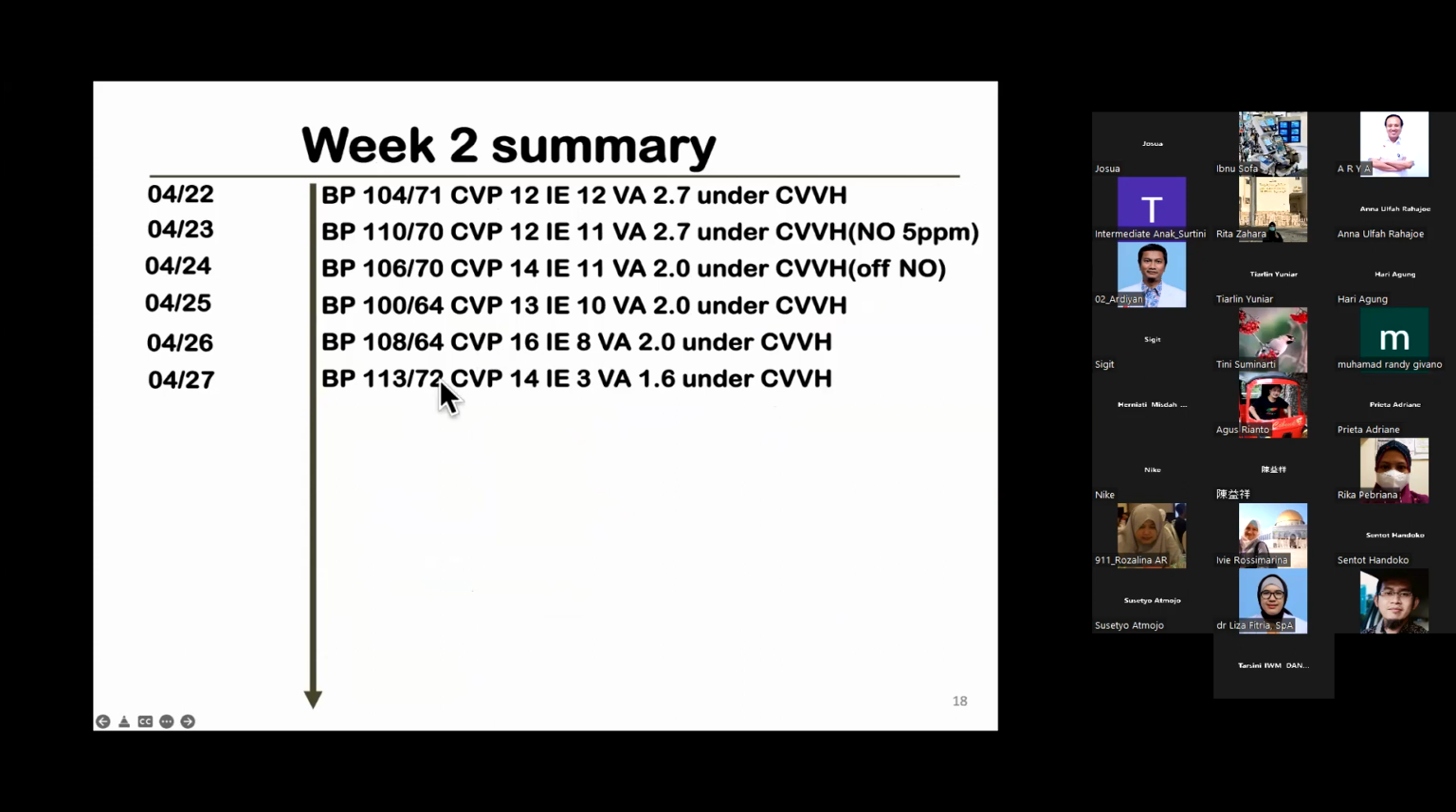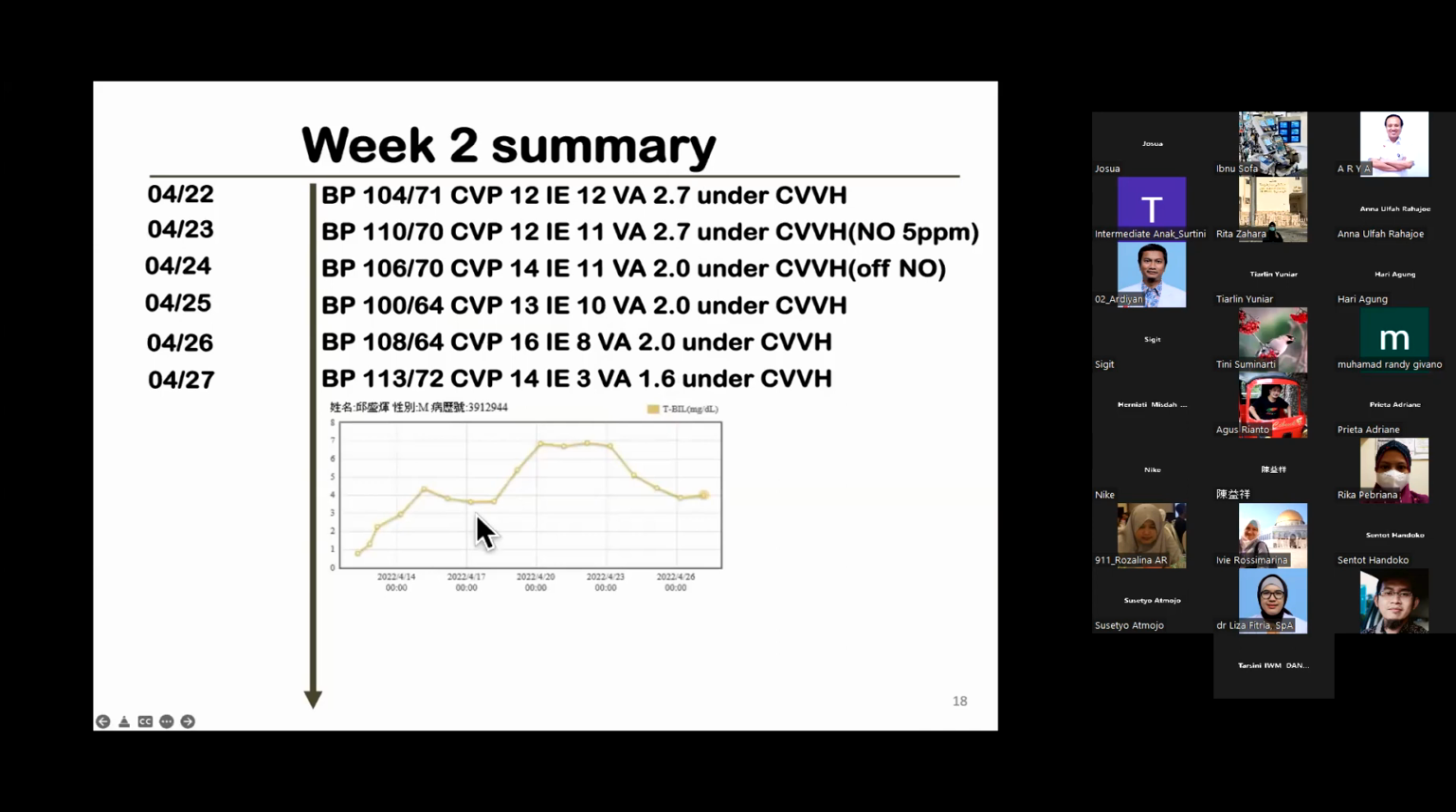And this is the week 2 summary data. The hemodynamics became more and more stable. The blood pressure became good, the inotropic dropped from 12 down to 3, and the ECMO flow went down from 2.7 down to 1.6. So it's a good time to remove the ECMO. And the bilirubin dropped to 7, it is going down slowly.